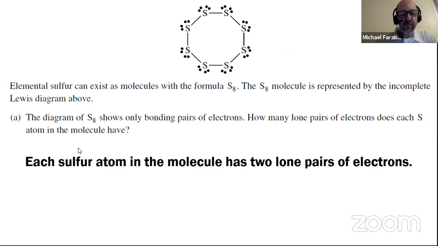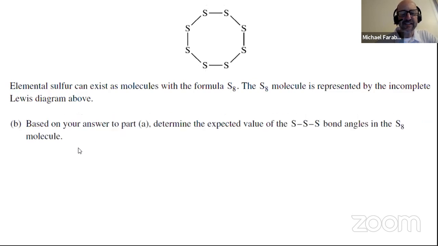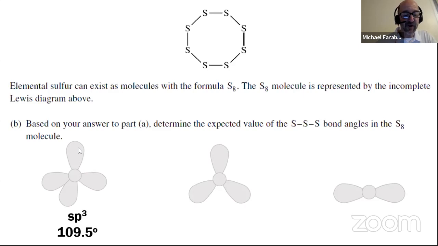All right, let's move on to part B. Based on your answer to part A, determine the expected value of the SSS bond angles in this molecule. I'd like to remind you about molecular geometry. So remember we learned about VSEPR theory. That was back in Unit 2. We talked about valence shell electron pair repulsion theory, and we looked at different types of hybridization of the central atom. So for example, if I have 4 electron domains, that's sp3, the bond angle is typically 109.5.